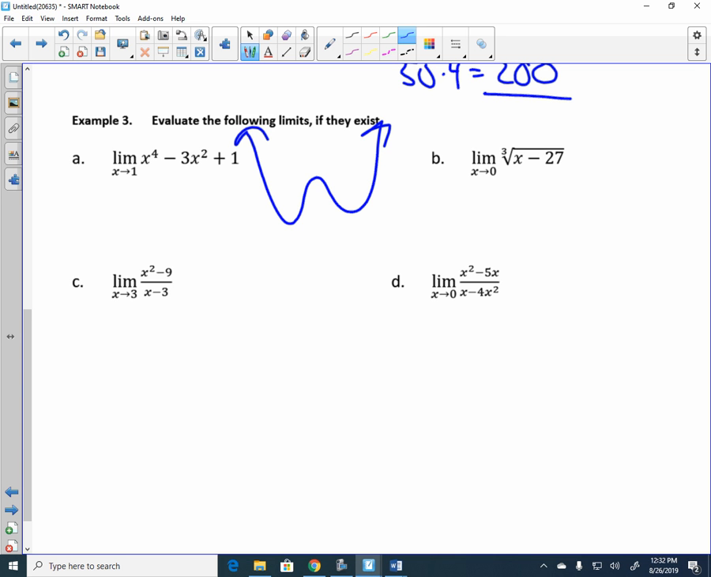You can simply just plug in 1 and evaluate that limit. And so we get 1 minus 3 plus 1. So negative 2 plus 1 is going to be negative 1. That's the limit.